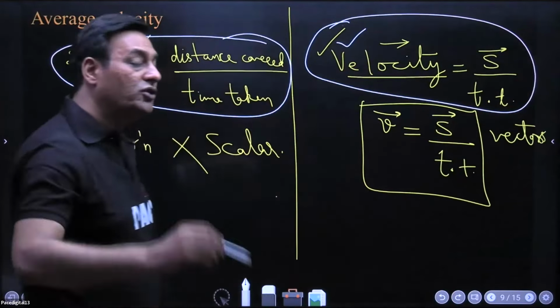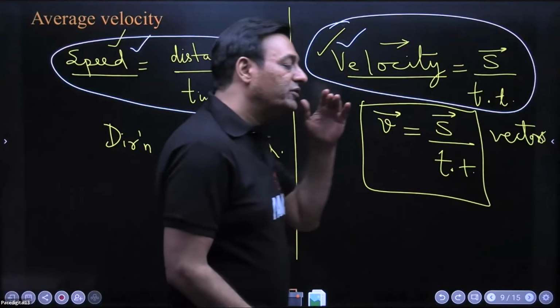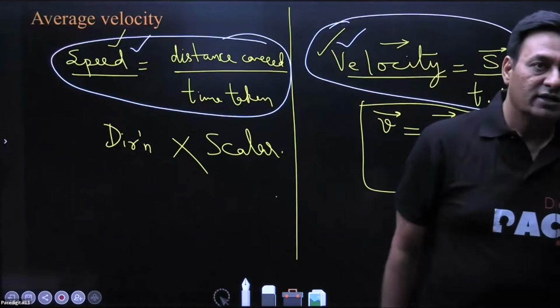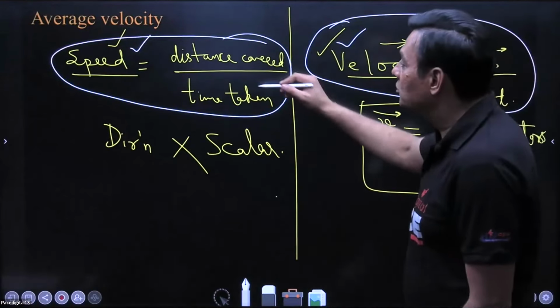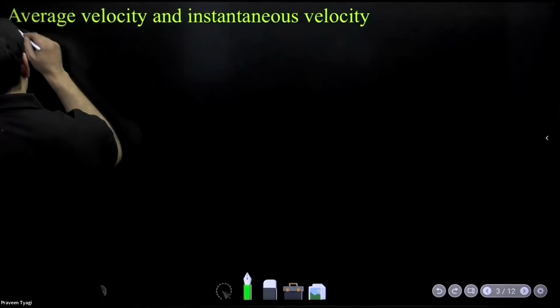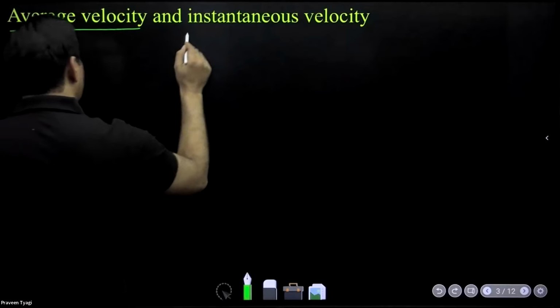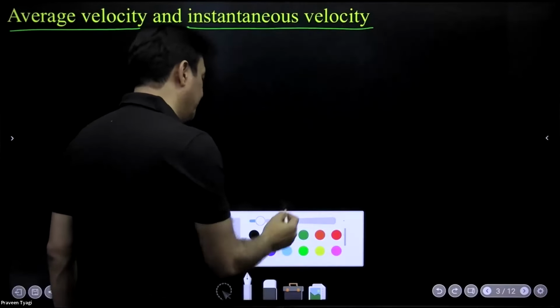And now I'll come to all your questions and all these intricacies that are coming to your mind. I will remove them right from the roots. Don't worry. Let's be patient for a few minutes and understand this. Speed definition is this. Velocity definition is this. Average velocity, instantaneous velocity. Let's understand the difference between these two.